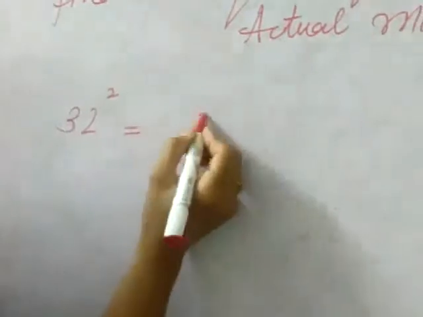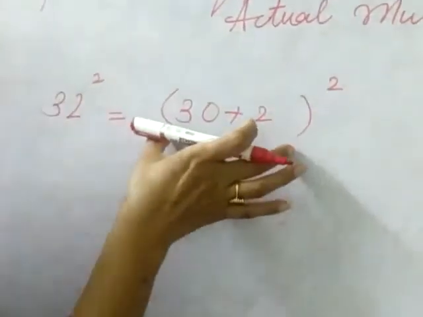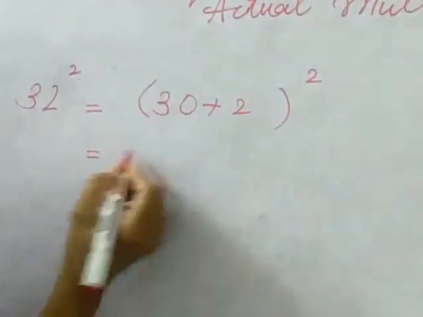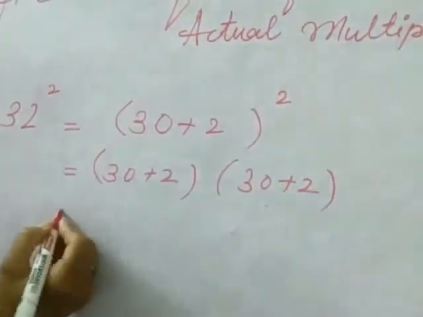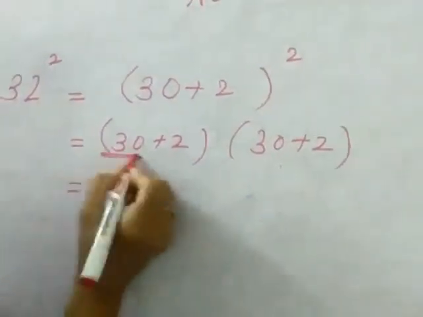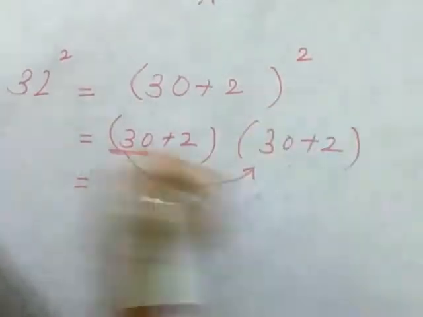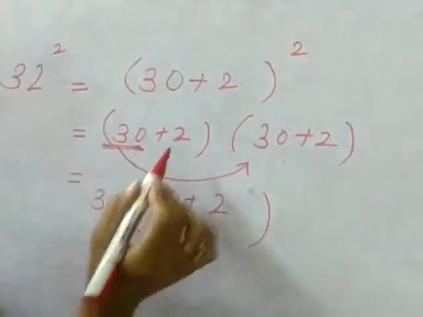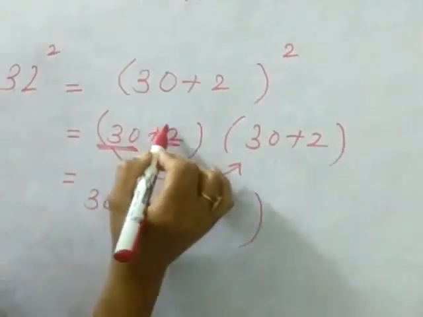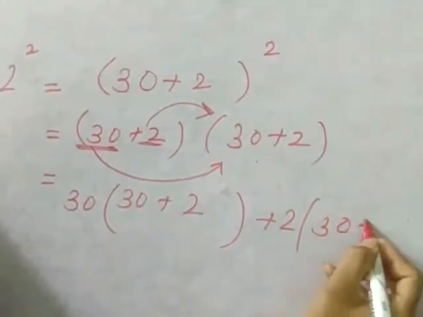Now 32 can always be written as 30 plus 2. The square remains as such. This whole square means whatever is in the bracket is to be multiplied by the same. That's 30 plus 2 into 30 plus 2. So that is equal to 30 multiplied by the whole bracket, 30 plus 2. Next, the plus 2 is again to be multiplied by the full bracket, so plus 2 into 30 plus 2.